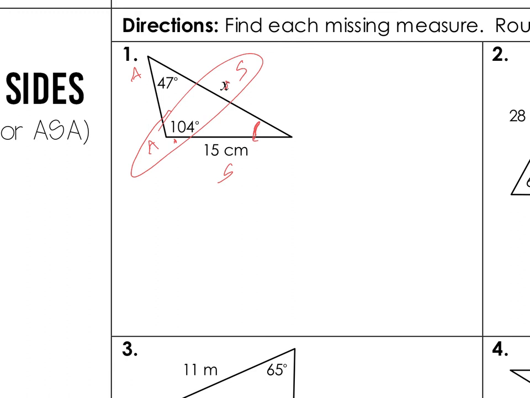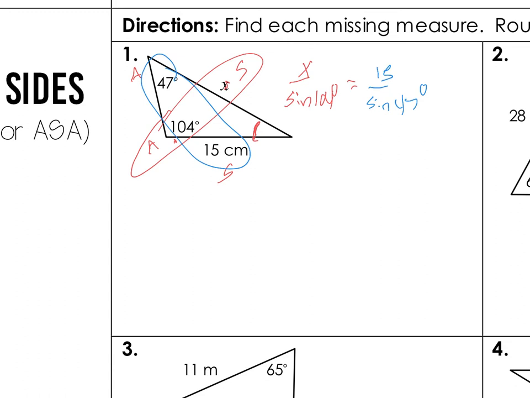So this is an example where I'll put my unknown on top. I'll put x over sine of 104 equals, and then I'm going to grab the pair where I know both of them: 15 over sine of 47 degrees.